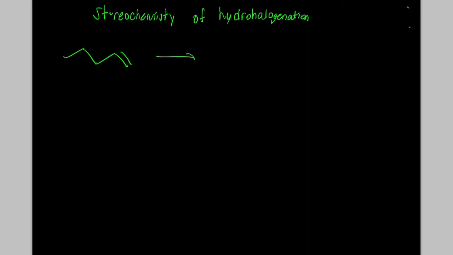Okay, here I would like to talk about the stereochemistry of the hydrohalogenation. Now, one of the things you'll notice is that when you take 1-pentene and you treat this with hydrochloric acid, you can get two possible stereoisomers.